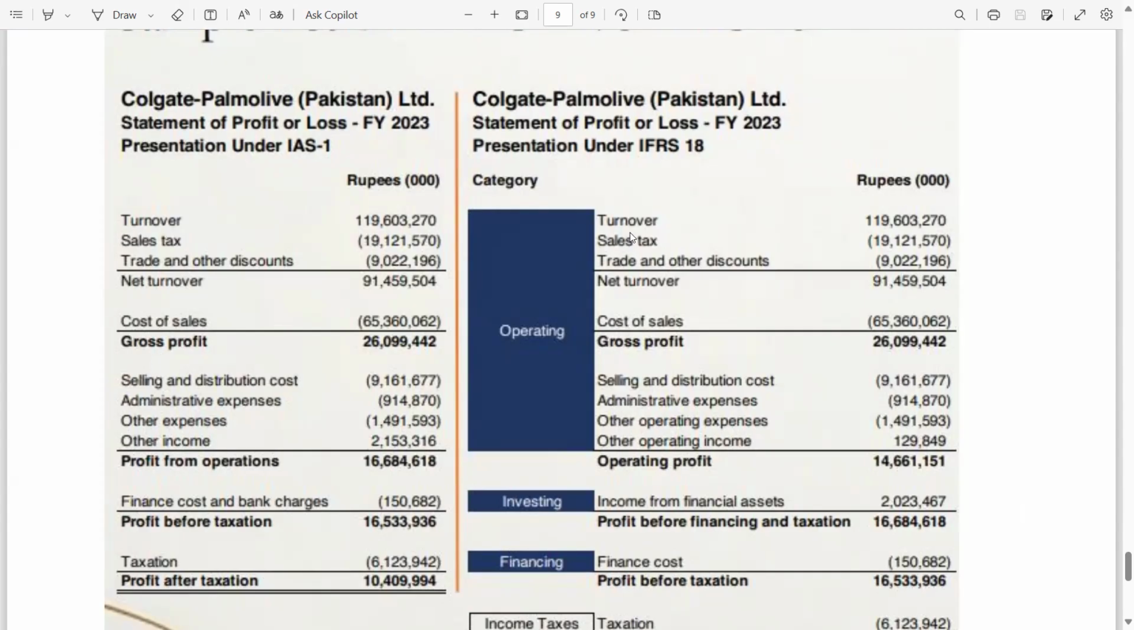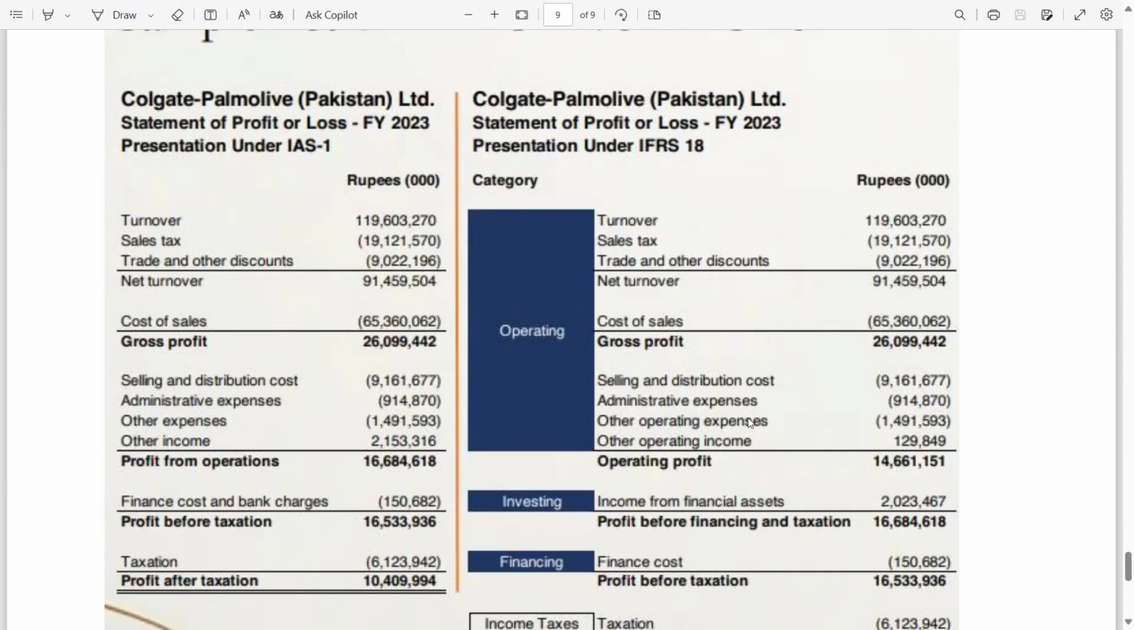Let's see the categories as per IFRS 18. Same revenue, sales tax, same trade, net turnover. But there is a category of operating. All these things are categorized under the operating activity head. Now we have cost of sales. If we subtract cost of sales from the revenue, we will have gross profit. Now selling and distribution. Here we have selling and distribution, administrative, other expenses, other operating expenses.